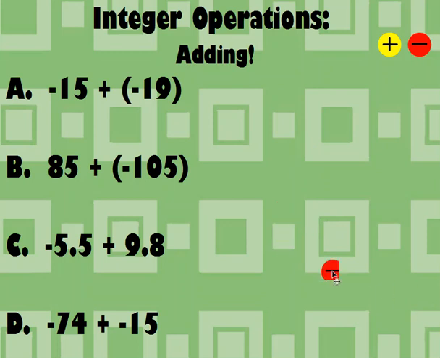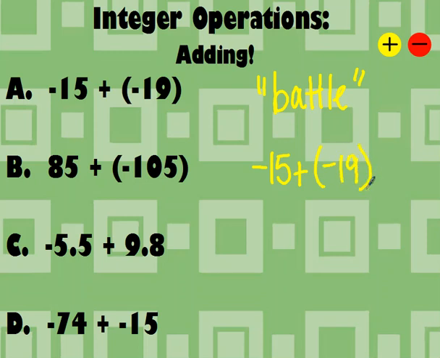If battle is our scenario, then we have to look at what team they're on. So for example, this first question says -15 plus -19. If we're talking about battling, they're both on the negative team, and if I really wanted to, I could get out all these integer chips and have 15 negatives here and 19 negatives here, but it really wouldn't be a good strategy because we are not always going to have those integer chips in front of us.